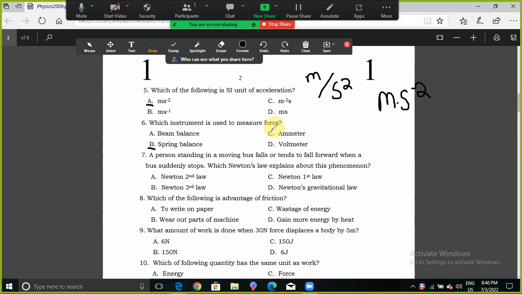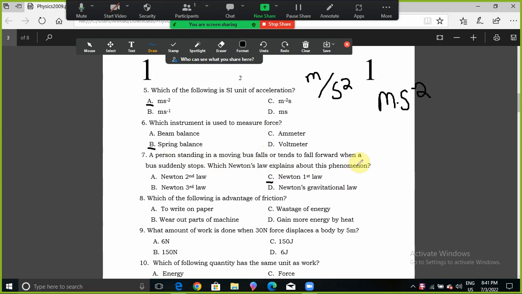So this law states that an object continues in its state of rest or of uniform motion in a straight line unless it is forced to change that state by the application of an external force. And the external force here was the bus, right? And the object was the person standing inside the bus. So that means C is the correct answer.